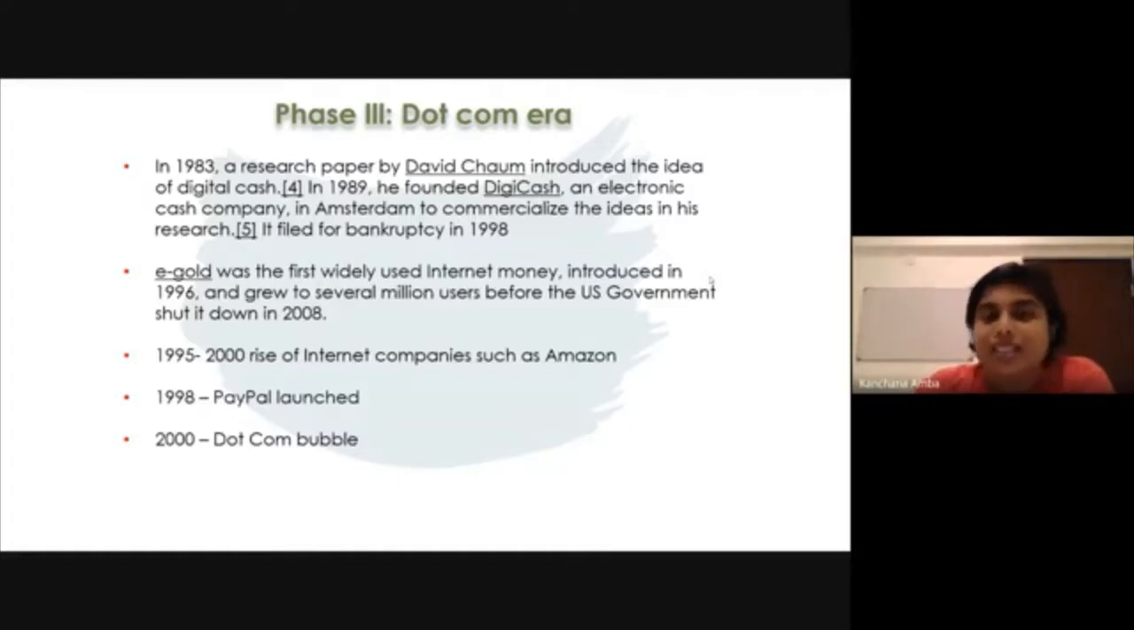Some of the companies that didn't crash were companies like Amazon, right? And PayPal is also one, probably the only success story of that era when it comes to payments, right? Everything else has shut down, but PayPal survived and became stronger and stronger, and it is what it is today.